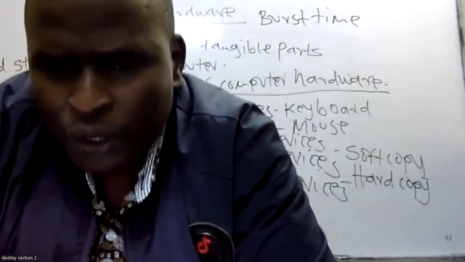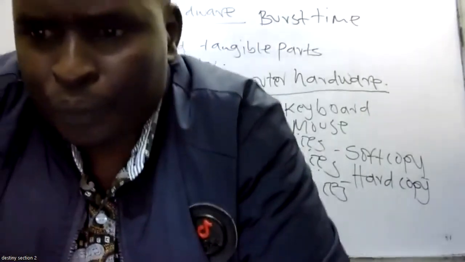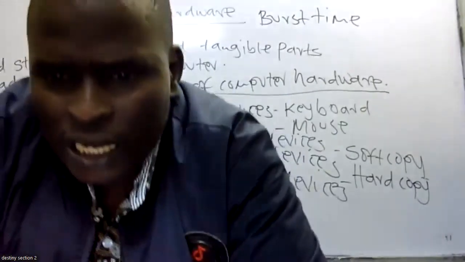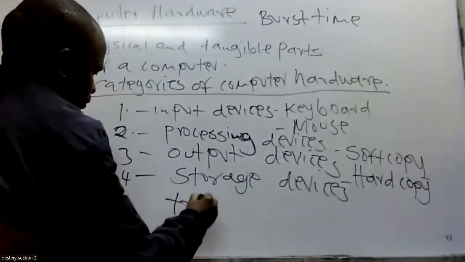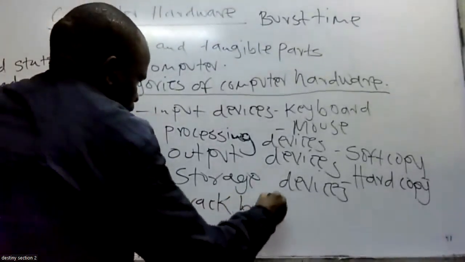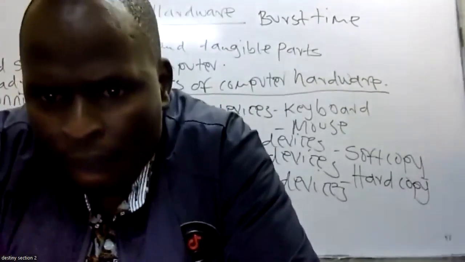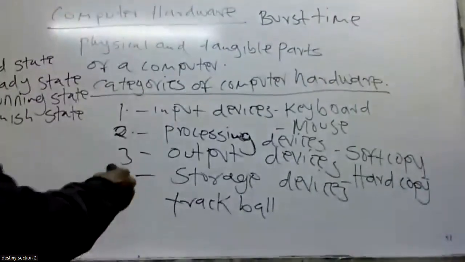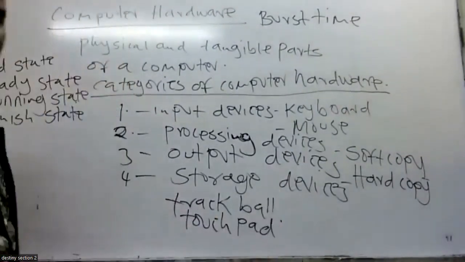Examples are the mouse, joysticks, light pens, and trackball. So we have the trackball. And then we also have the touch bar.